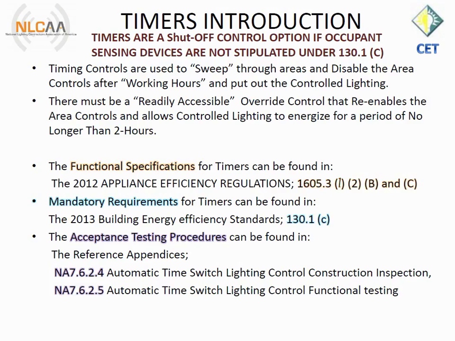Automatic time switches are an option for a shutoff control if occupancy sensors are not specified. They must have a maximum 2-hour override control installed in the area with the controlled lighting, if required by Section 130.1(a) area controls. The override is considered to be an area control under this code. In other words, it's got the same specs.